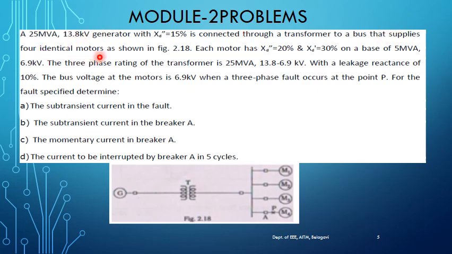motors. Okay, so this is the figure given for that. Here the generator is there, so this generator rating is given, 25, and its voltage and subtransient reactance is given. So this generator is connected to what now? It is connected to the transformer. Further this transformer is connected to the motors. These motors are connected in what fashion? They are connected in parallel to each other.